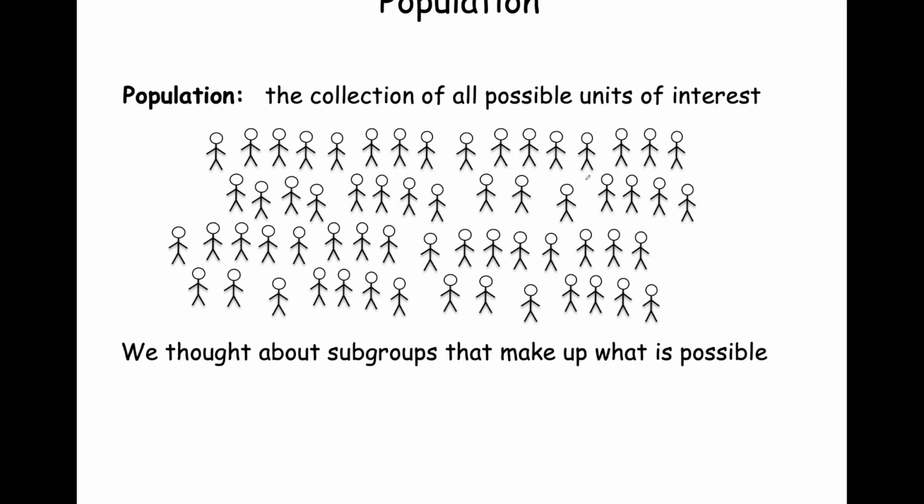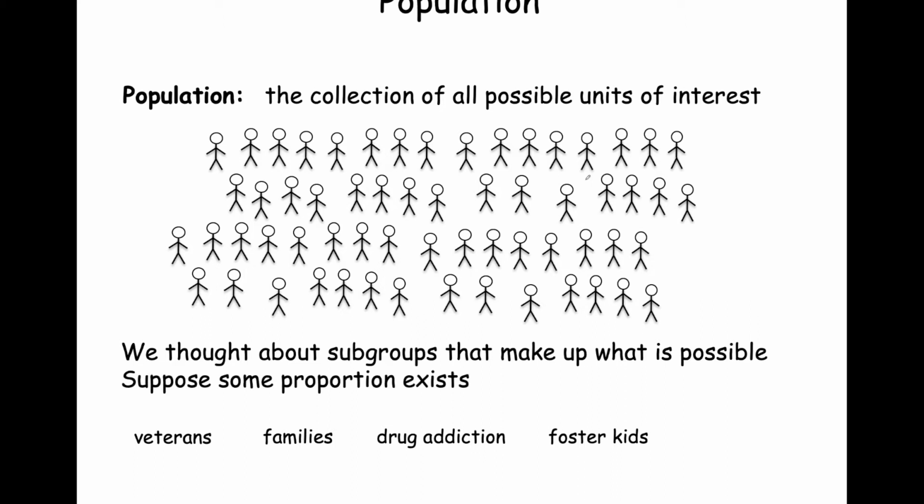Now, when we talked about the homeless population of Dover, we thought about subgroups that make up what is possible. So now we're making our educated guess about characteristics associated with the homeless population. We said in our example, they consist of non-overlapping categories, a so-called hierarchical population consisting of veterans, families, those who struggle with drug addiction, and the aged-out foster children. So let's suppose that there's a proportion that tells you what percentage of this entire collection of units, or population, consists of these various categories.